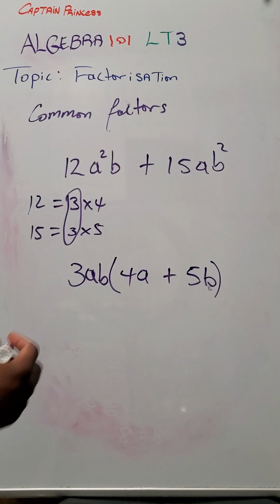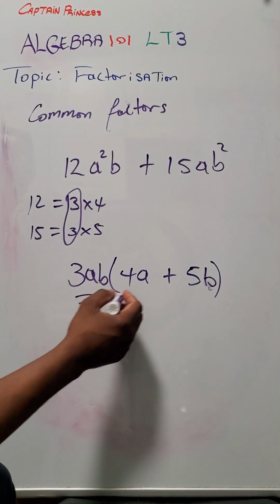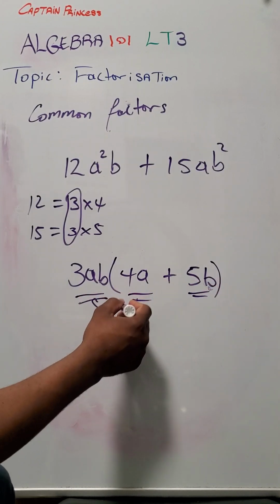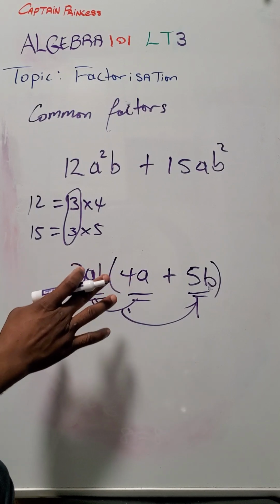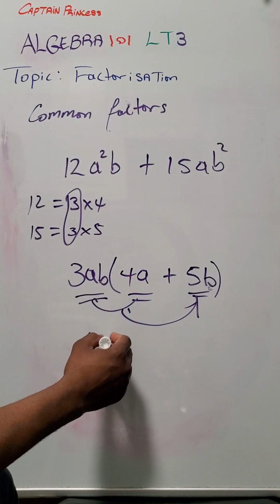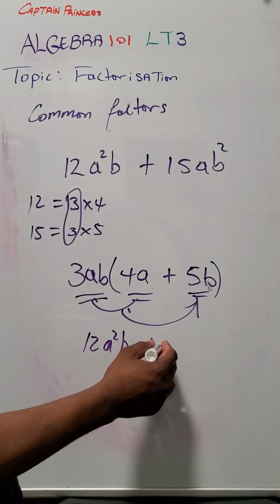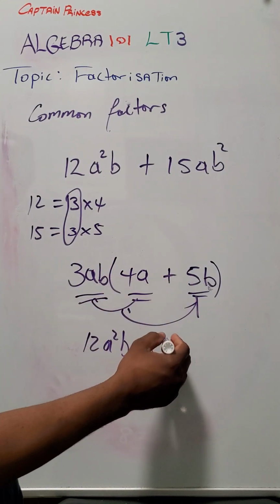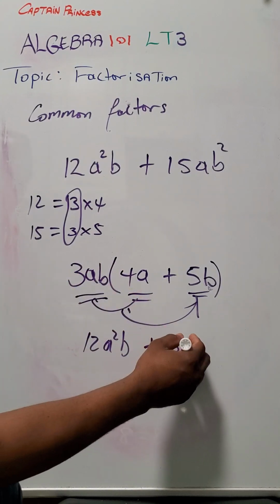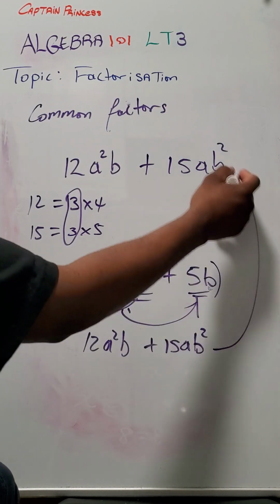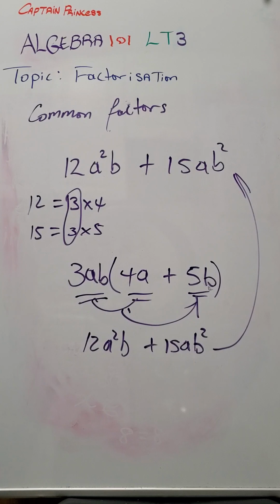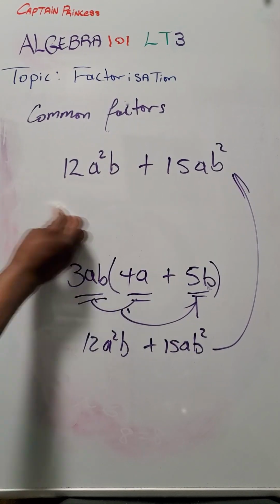So what we're going to do to check is to multiply this term on the outside by both terms in the brackets. So by multiplying 3ab times 4a, we end up with 12a squared b plus 3 multiplied by 5 gives us 15, and a and b multiplied by b will give us ab squared, and this is the same as the original expression that was given on the top. Guys, we're doing good. We are learning while learning.